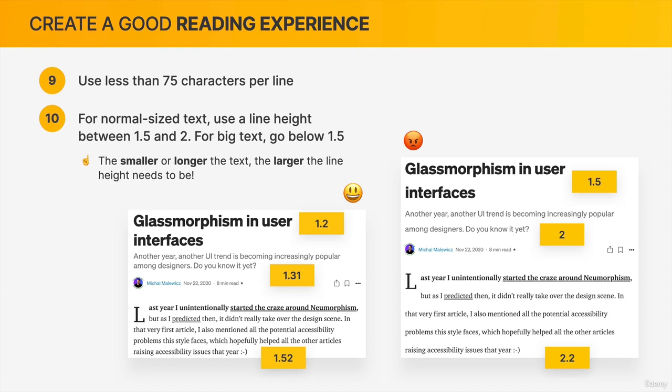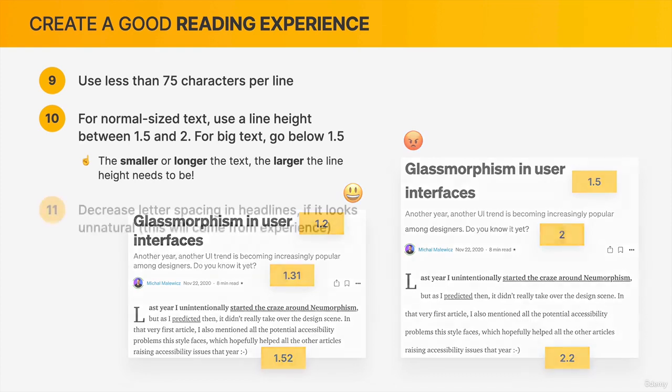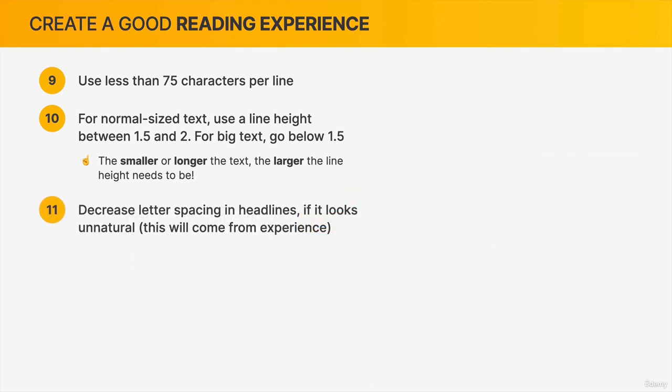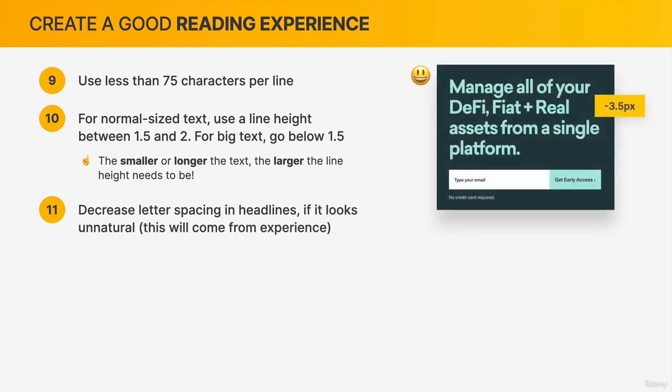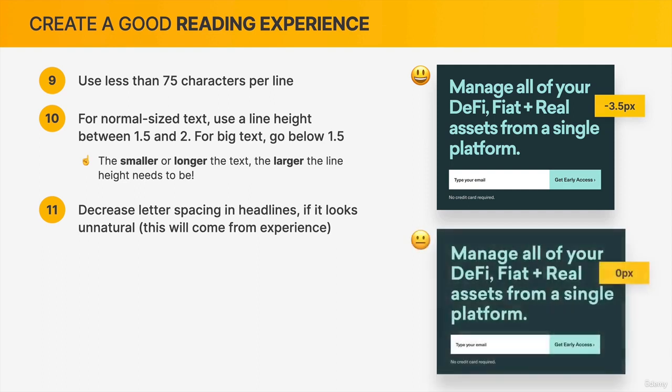Now, another nice and very subtle rule that can make a lot of difference is that if your headline kind of looks unnatural, you can try to decrease the letter spacing. Now, what unnatural actually means will of course come from experience, but I'm going to show you a couple of examples right now and also through the rest of the course. So in this headline, for example, we have a letter spacing of minus 3.5 pixels. And if you ask me, this looks quite nice and quite natural. While on the other hand, if it was just 0 pixels, so basically without us defining any letter spacing, then the letters would look kind of detached from one another.